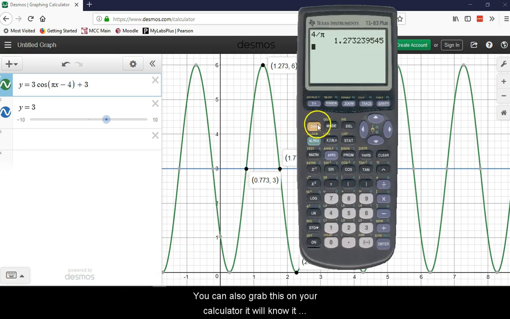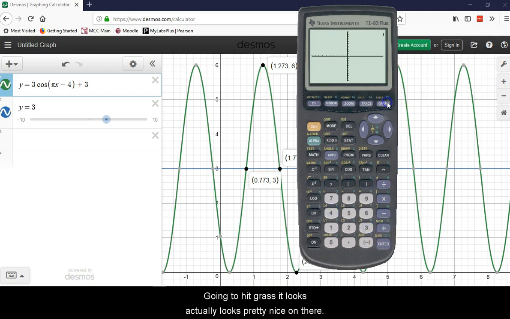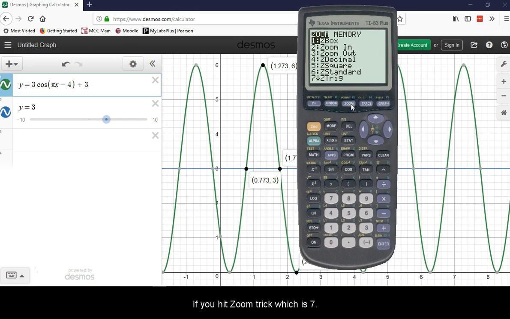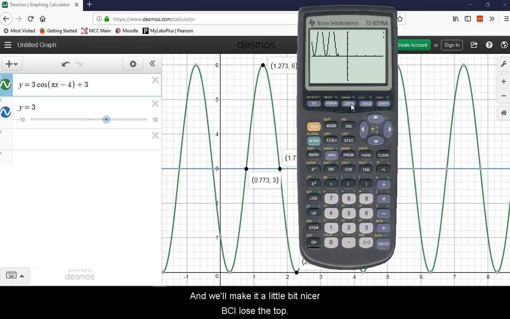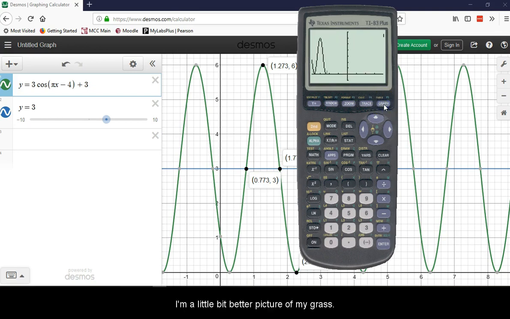You can also graph this on your calculator. It will look worse, but you can do this. 3 cos pi x minus 4 plus the 3. I'm going to hit graph. It looks pretty nice on there, just the way that it is. If you hit zoom trig, which is 7, it'll make it a little bit nicer. But you see I lose the top head. So if I do window and up my y max to a 7, and I really don't need to see all the way down to the -4, I get a little bit better picture of my graph.